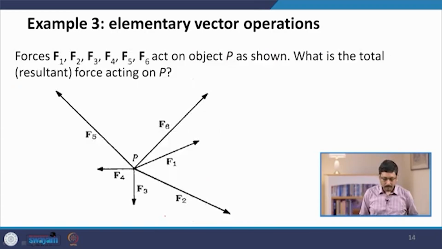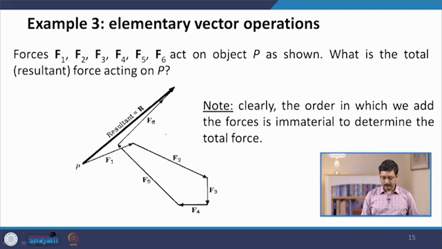Our third example, forces F1 to F6. There are 6 forces acting on an object P. So, this is an object P and on this object P there are 6 forces. So, this is F1, this is F2, this is F3, F4, F5 and F6. So, what is the total or the resultant force acting on P? That means there are 6 forces, we have to find the sum of these 6 forces F1, F2, F3, F4, F5, F6.